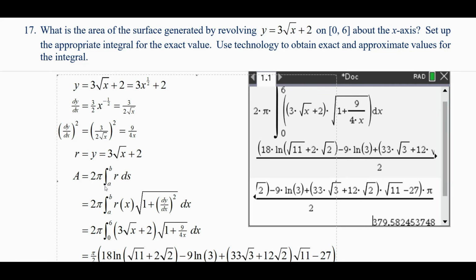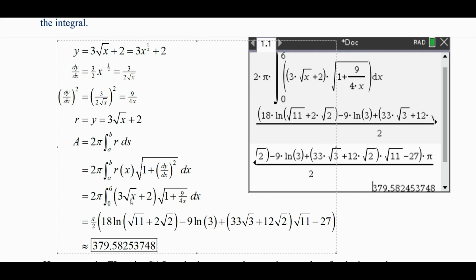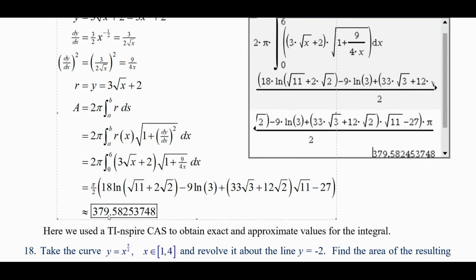The area is 2 pi times the integral from a to b of r ds. ds is the square root of 1 plus the derivative of y with respect to x squared dx. That derivative squared we found was 9 over 4x. And r is just the value here. I can do this now with technology. I plugged it in on a TI-Nspire, and it gave me this expression here. It's running off here, but you can see the rest of it here, which is what I've written down, some complicated thing. Or I can get it to approximate, and it's about 379.6. So we can use technology to approximate it.